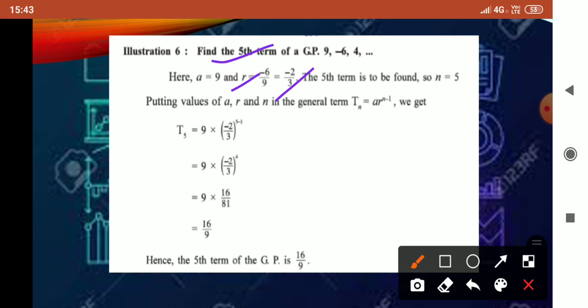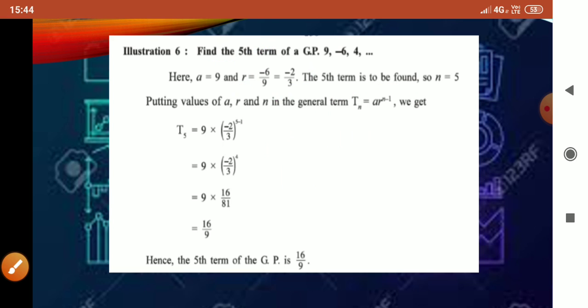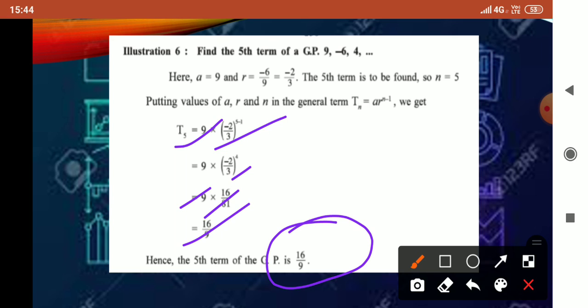Your n is 5. Okay, now we will write the general formula tn equals ar raised to n minus 1. See, here they have mentioned. Okay, so we will insert the values. a equals 9, r equals minus 2 by 3, 5 minus 1, so minus 2 by 3 raised to 4. So we will solve 16 upon 81 into 9, which is equal to 16 upon 9. So my answer is 16 by 9.